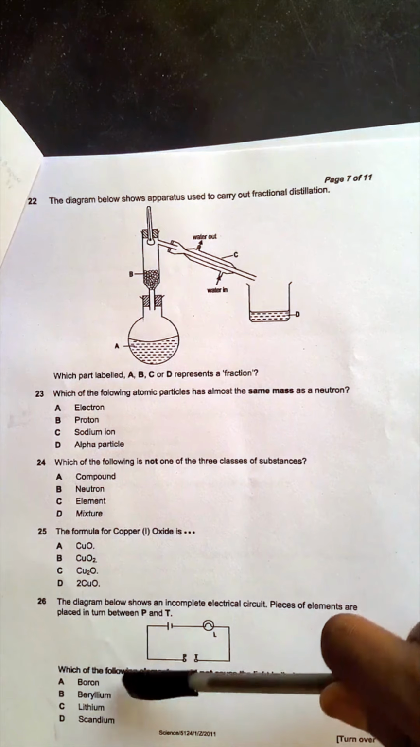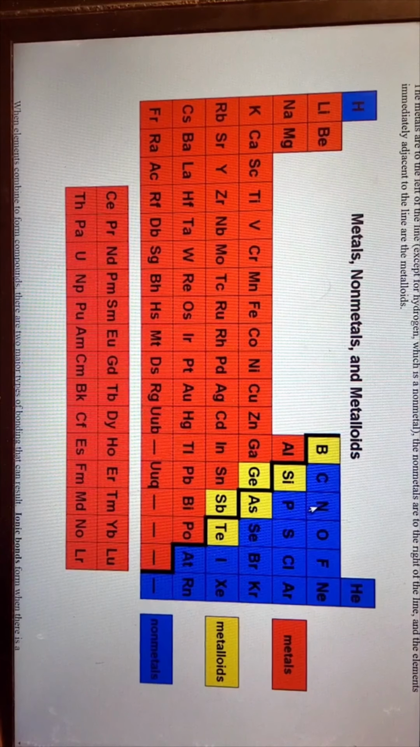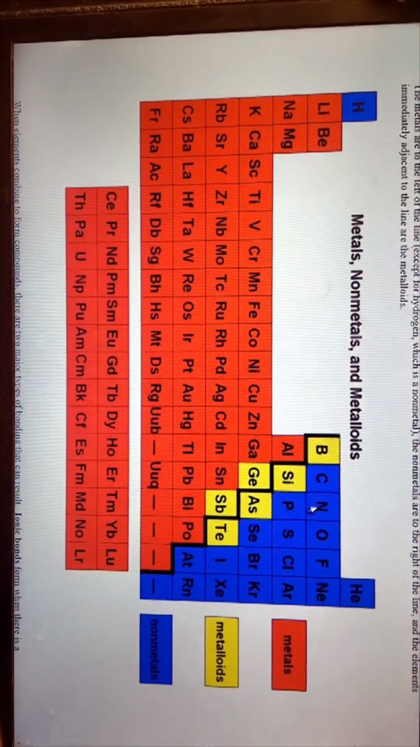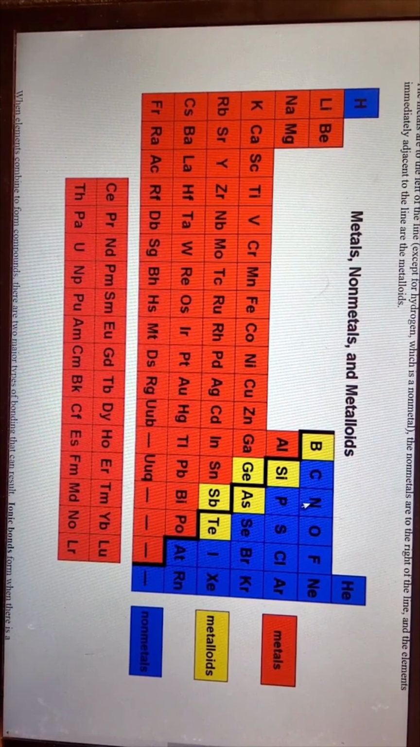You're told that pieces of different elements are put in between P and T, and based on which element it is, the light bulb goes on, and one of these elements will cause the light bulb not to go on. Now, which one is it? We've got boron, beryllium, lithium, and scandium. Okay, let's look at the periodic table. So here's our periodic table. I didn't get one printed out.